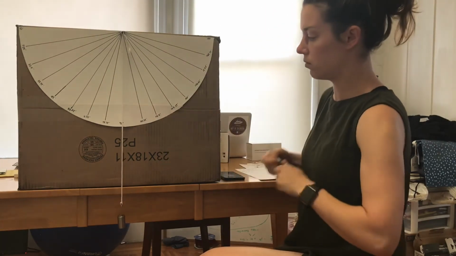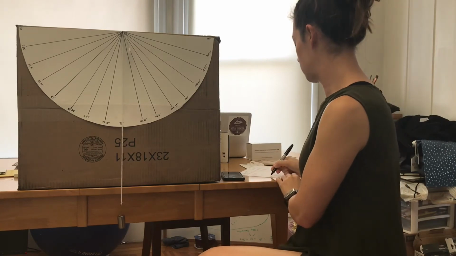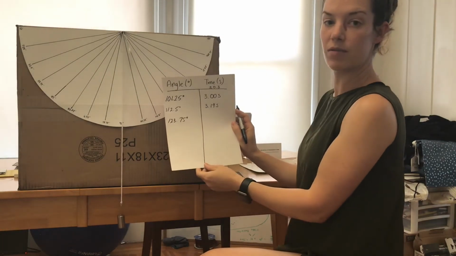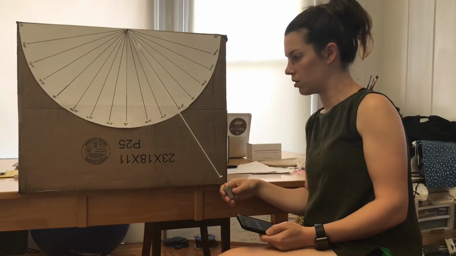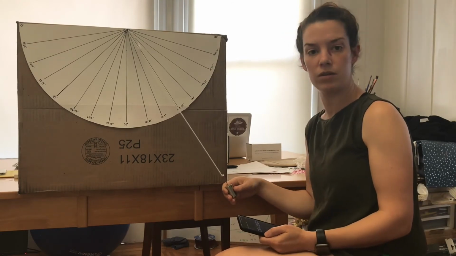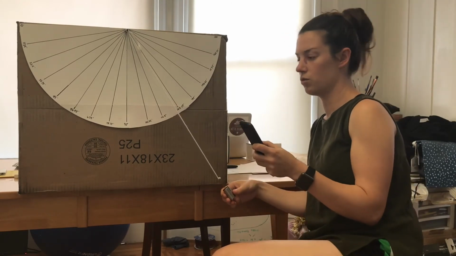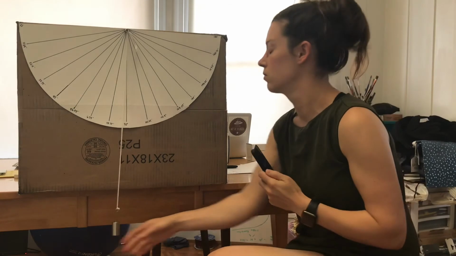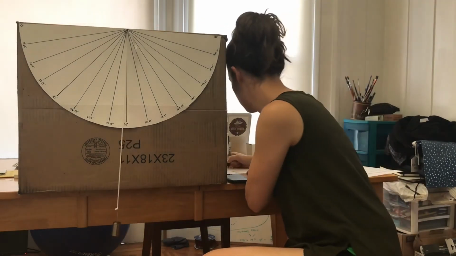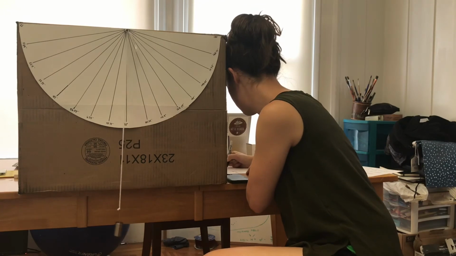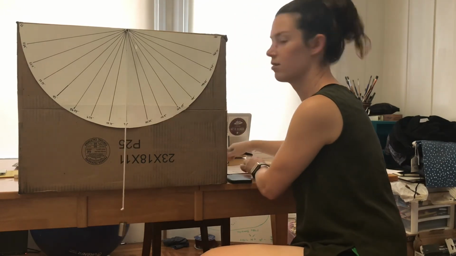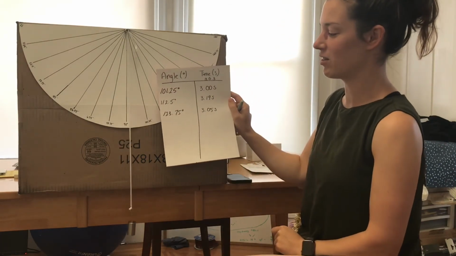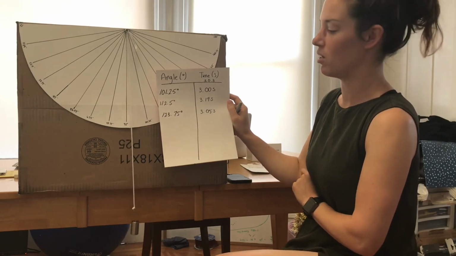The next angle I will be doing is 123.75 degrees. I'm going to be testing 123.75 degrees. 3, 2, 1, go. At 123.75 degrees, it took 3.05 seconds for the pendulum to swing.